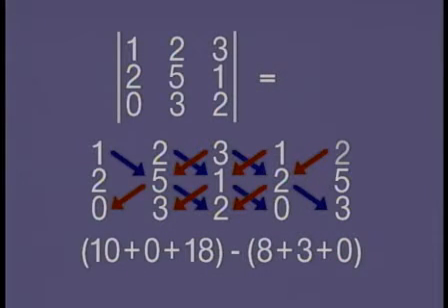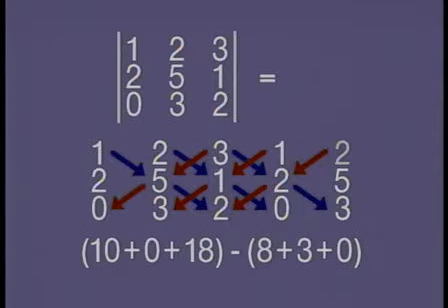And here we have a 3 by 3 determinant. The first row is 1, 2, 3. The second row is 2, 5, 1. The third row is 0, 3, 2. It's a 3 by 3, a square matrix, which we can take the determinant of. Notice what we've done below. We've repeated the first and second columns. The first column of 1, 2, 0 and the second column of 2, 5, 3 are repeated. So we actually have those 5 columns and 3 rows.